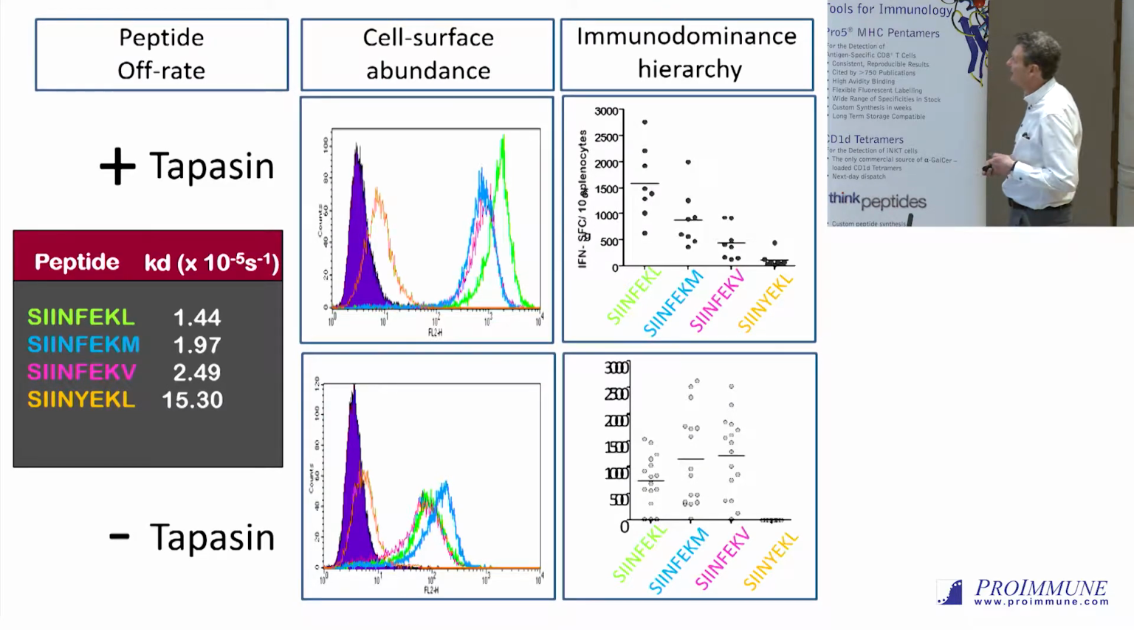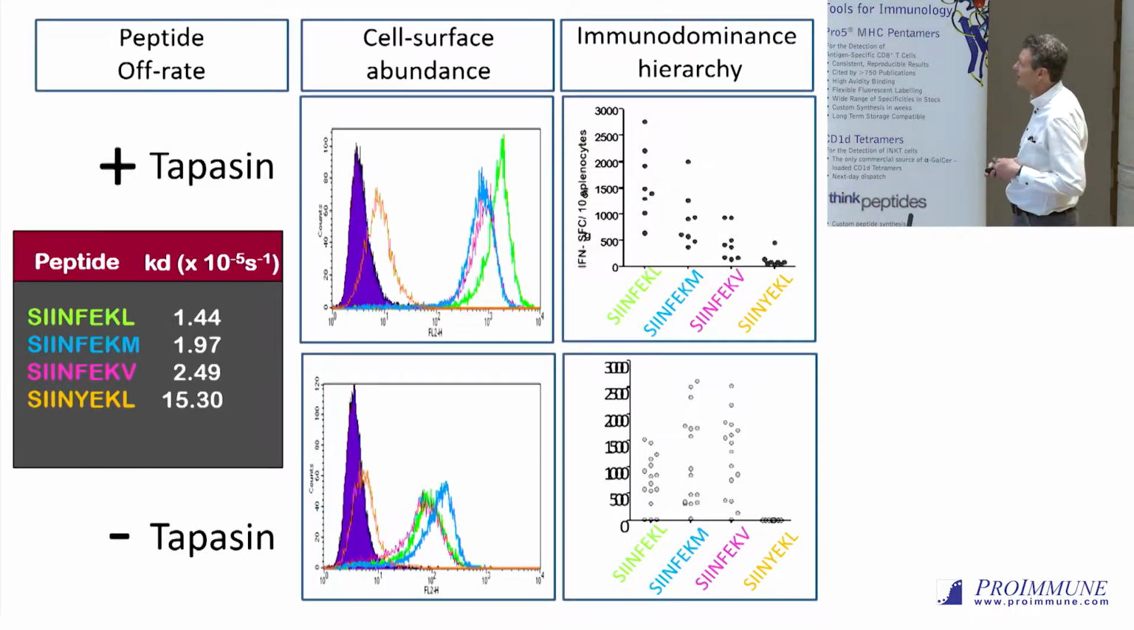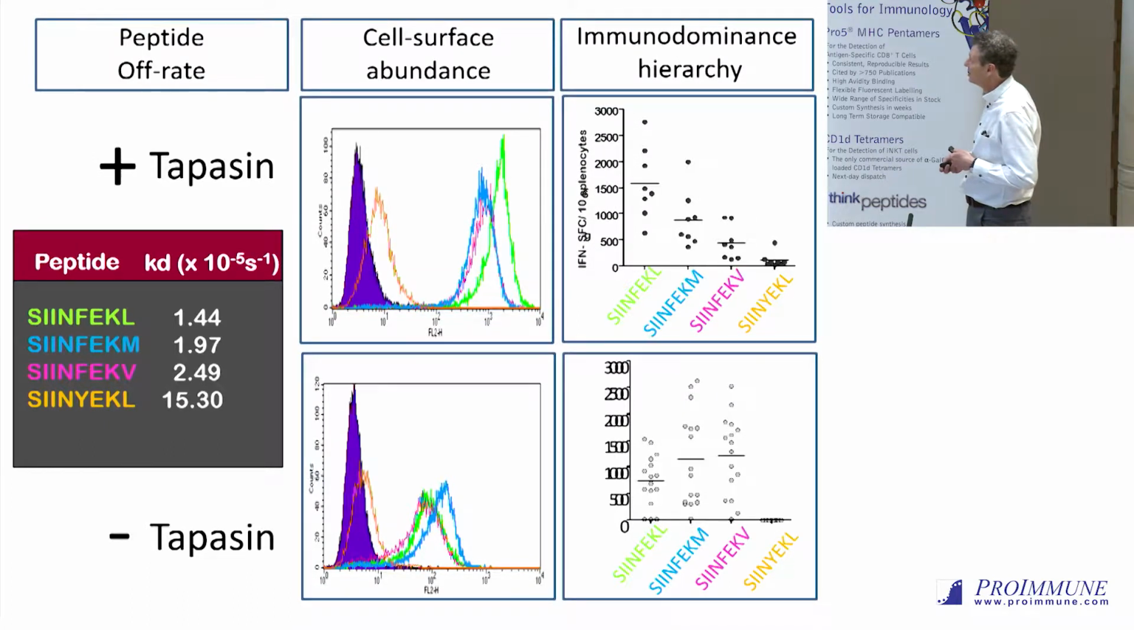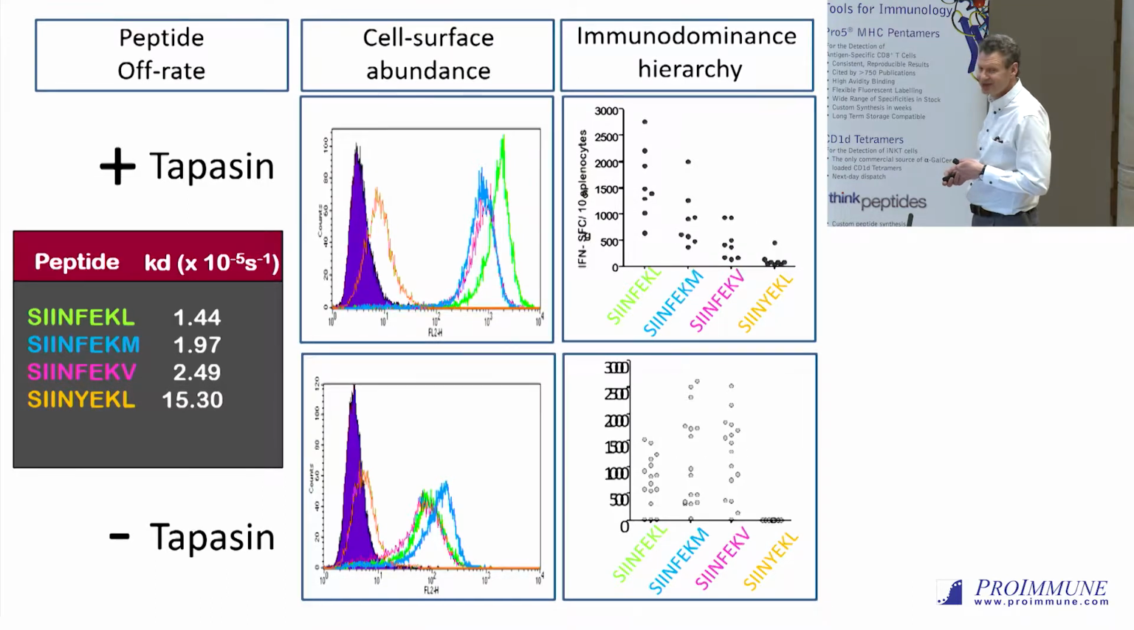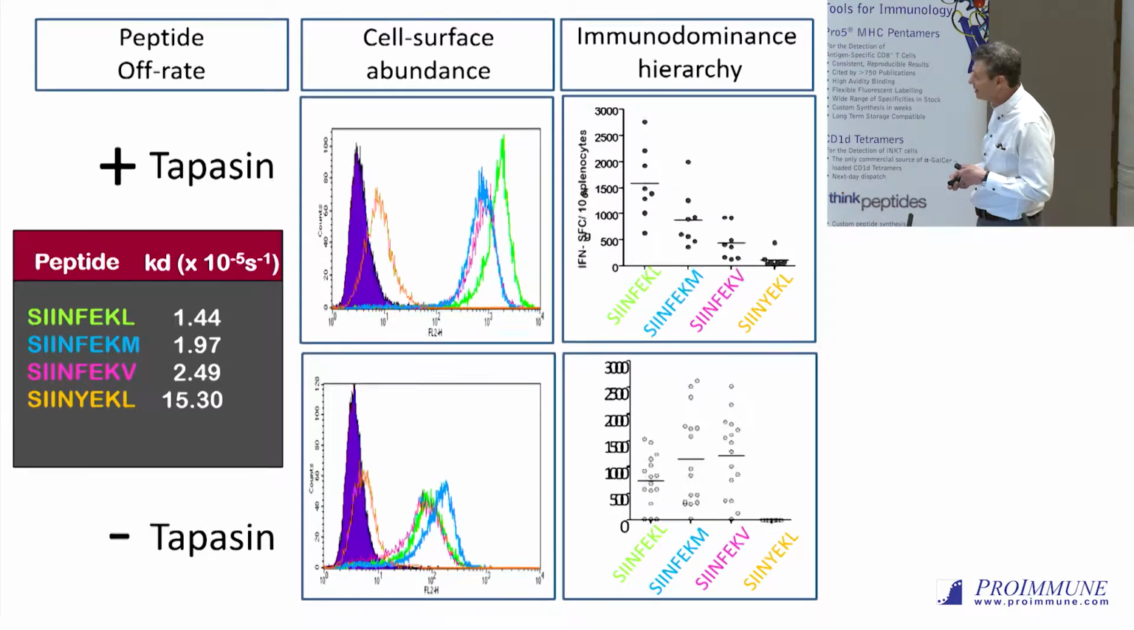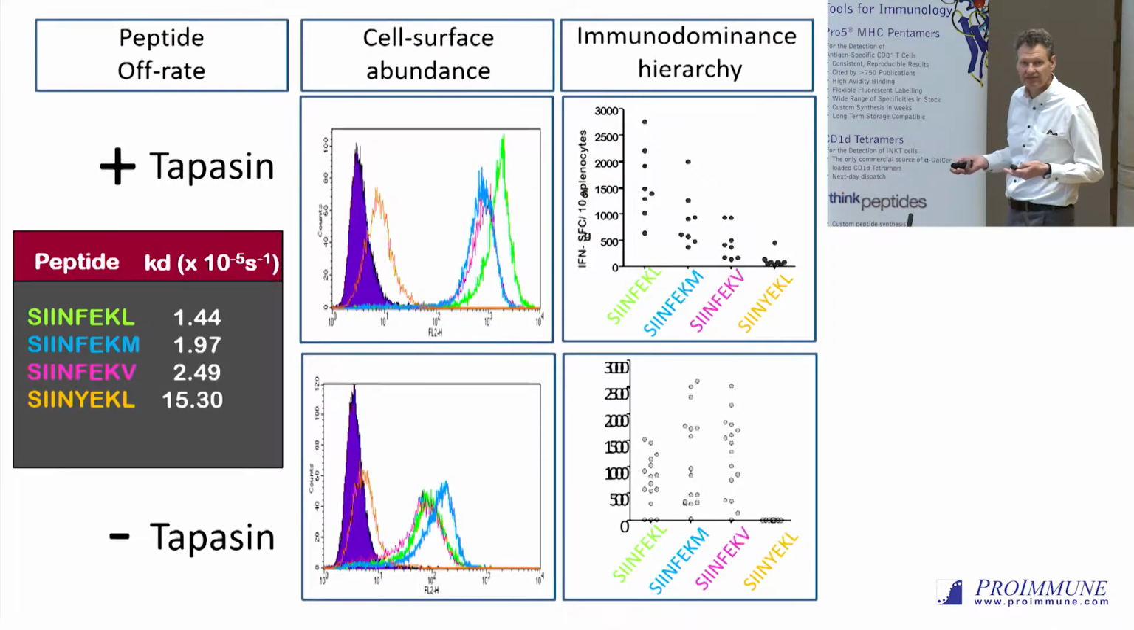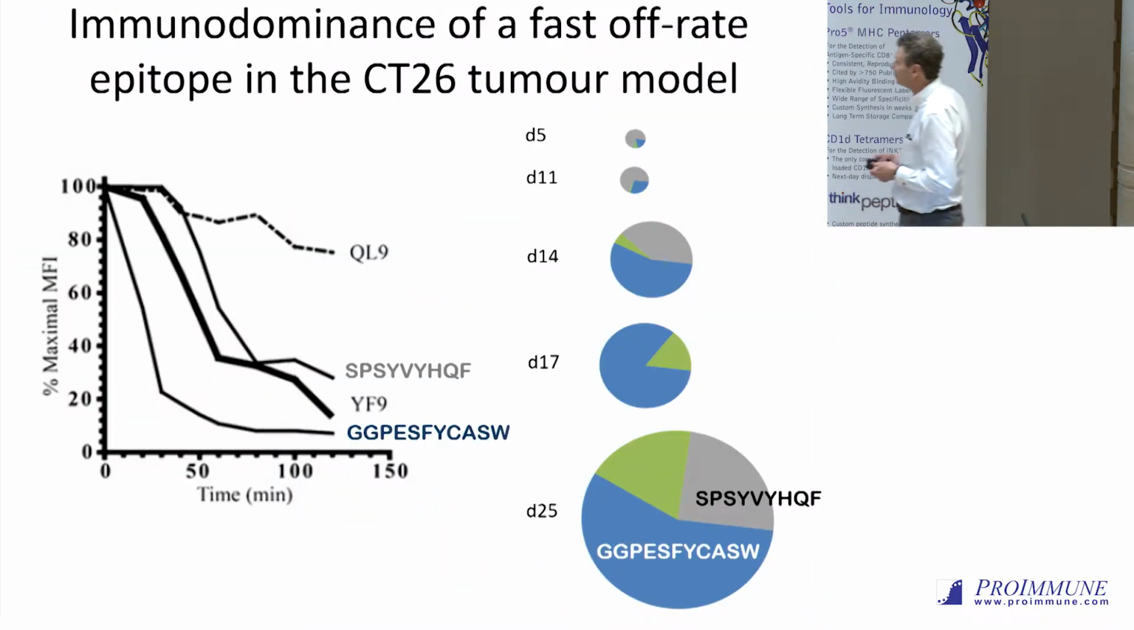And when you look at the relative immunodominance of responses to these peptides in a mouse model, so this is a knockout model, a tapasin knockout mouse, you see, again, this immunodominance hierarchy breaks down. It maps quite nicely onto the relative abundance of the peptide at the cell surface, but it does not relate back to kinetic stability. Okay, so that's one example.